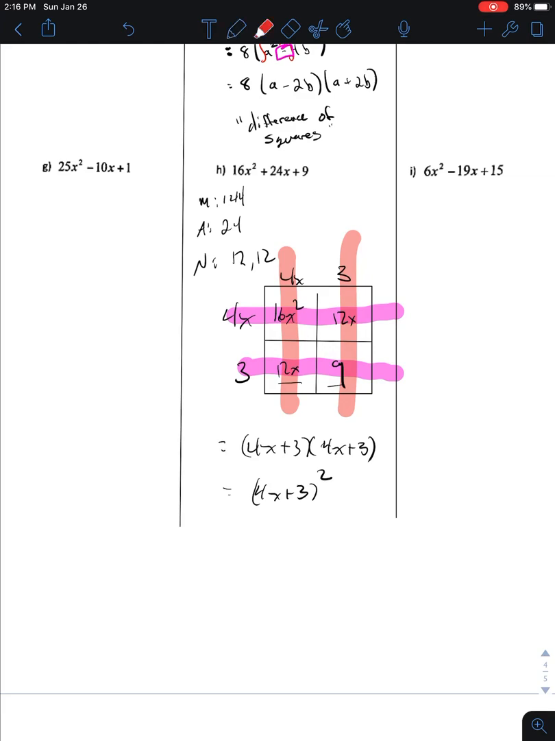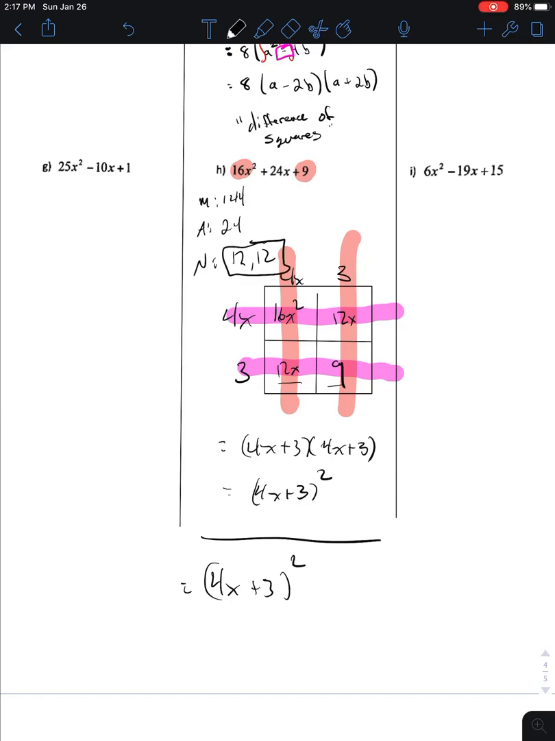So you see the 16x squared and the 9. Well, nothing but 1 goes into both of them. Okay, so I can square root the first and square root the last. What's the square root of 16x squared? 4x. And what's the square root of the last one? 3.